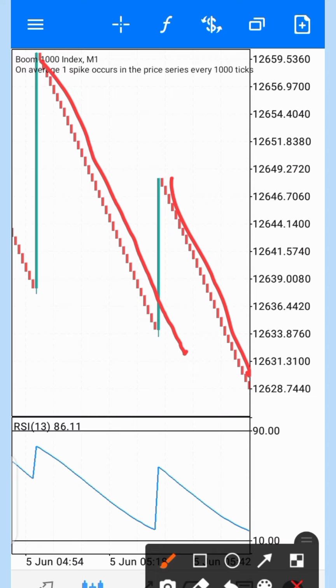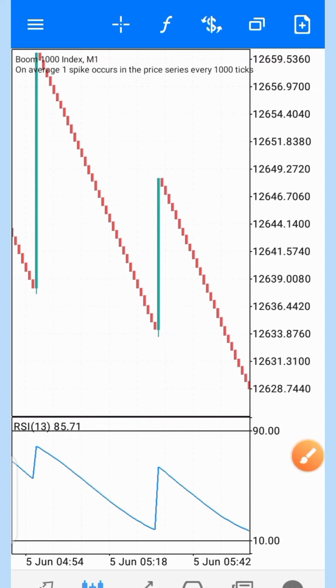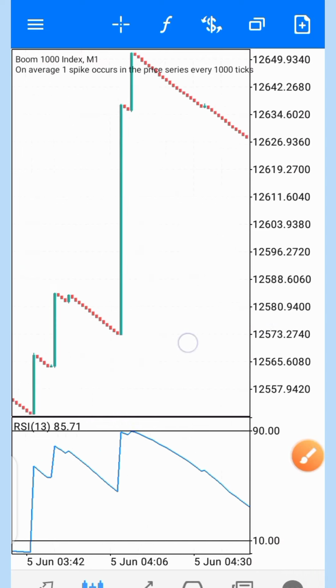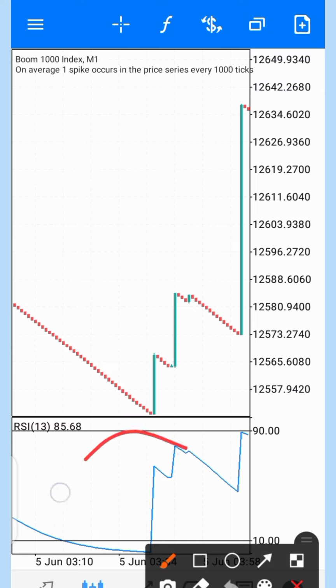Let me explain that again. You'll be waiting until this sell trade is weak. Then you will know that once you have spotted that the market is weak, a spike is going to happen in the market. Then how do you know that the trend is weak? This is where the RSI comes in.